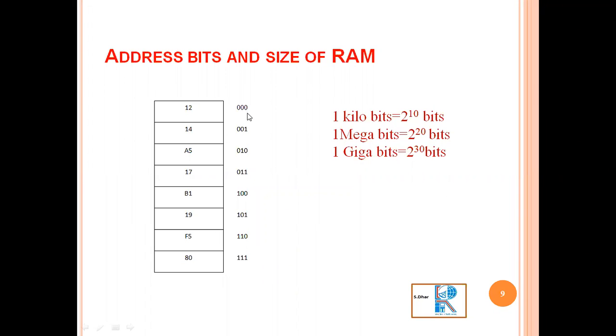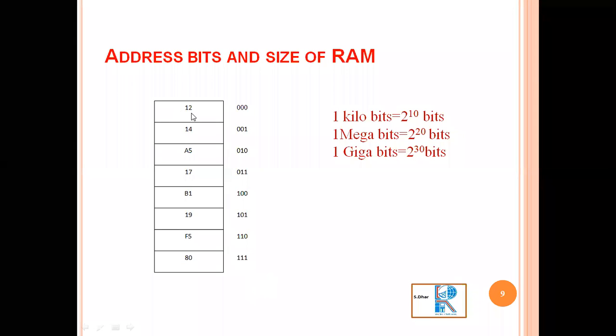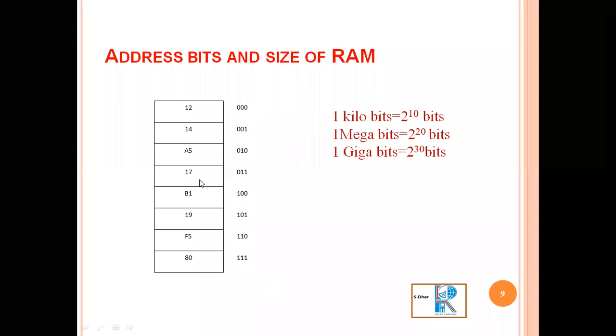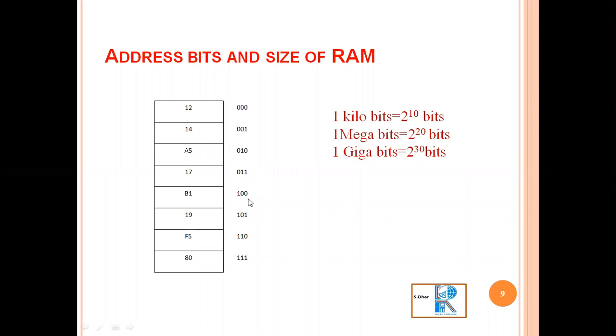And these 000, 001, 010, 011, these are the address of the particular location. That means the address of the 12 is 000, address of the A5 is 010, address of the B1 is 100. See here, there are 3 bits we have used in the addressing. That means what is the total number of addresses we can generate? Addresses we can generate is 2 to the power 3, that means 8. So 1, 2, 3, 4, 5, 6, 7, 8.